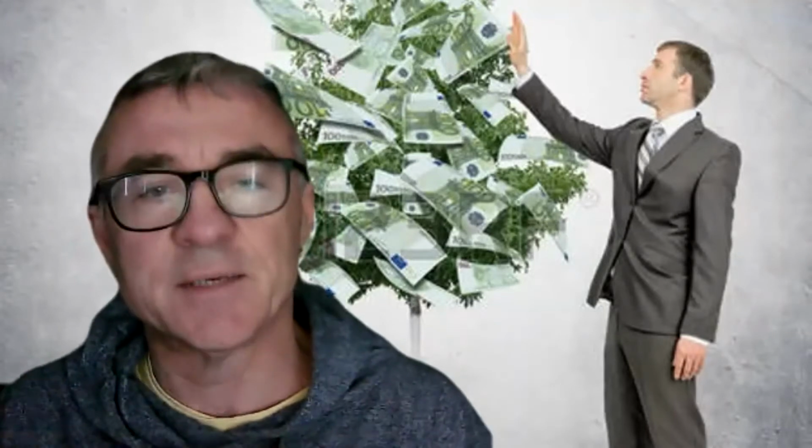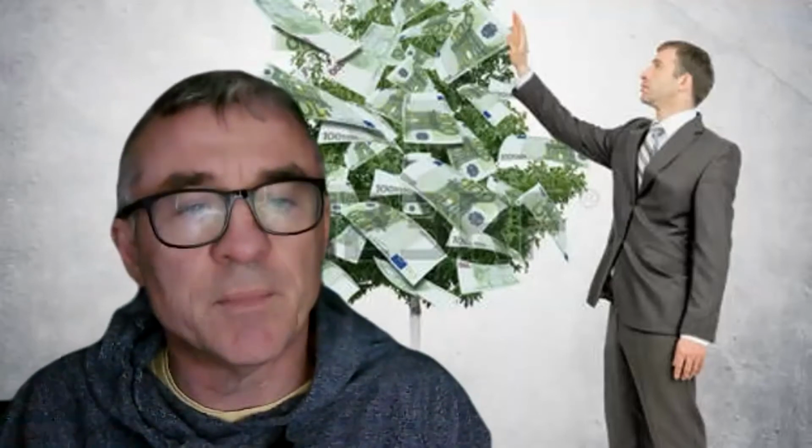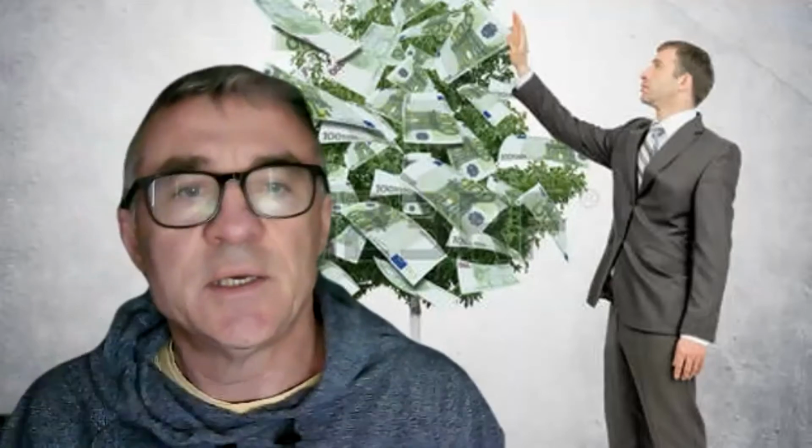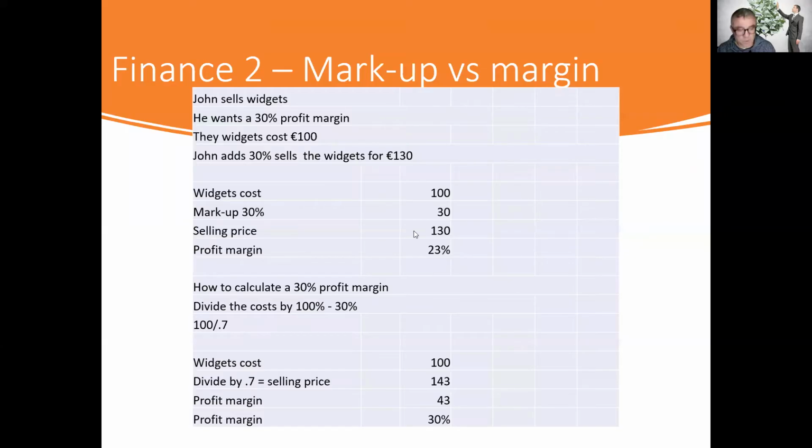And I have to say to them, "No, I'm sorry, that is not a profit margin of 30%. That'll probably give you a profit margin of 23%." And then I show them how that is. I have an example here I'll show you. The reason this is important is because they're setting their selling price too low, which means their profit is too low.